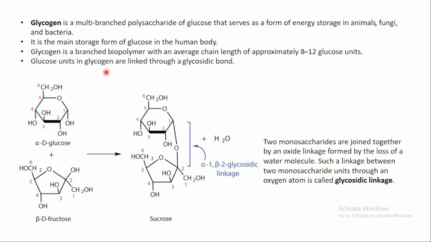Is it clear to the students? Now, are you now able to understand what is the glycosidic bond? And glycogen is consisting of glucose, a multi-branched polysaccharide. Is it clear to the students?